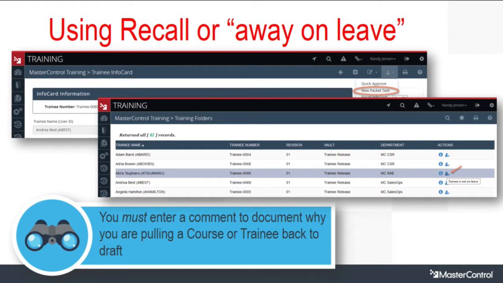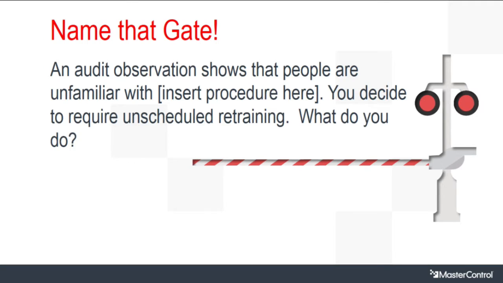All right, I've only got a couple more slides, which is good since we're nearly done. Okay, continuing with the world's most fun game show, right? Name that gate. An auditor observation shows that people are unfamiliar with SOP number 007. You decide to require unscheduled retraining. How do you do this? You don't have a date set up, but everybody needs to retrain. What are your options?